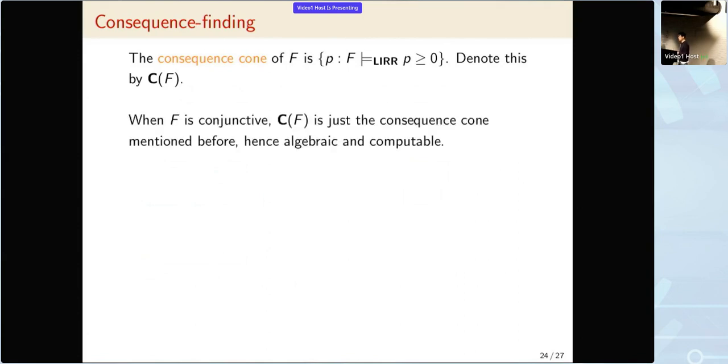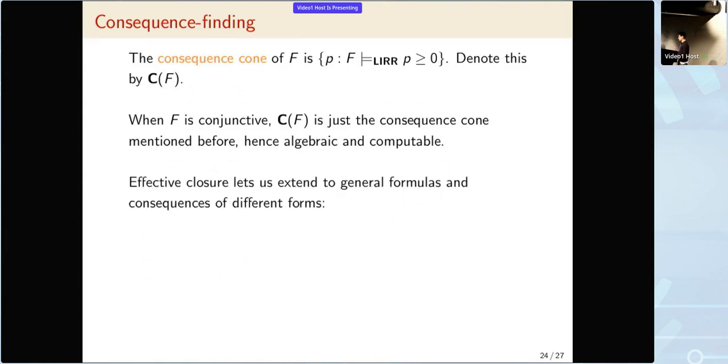When F is conjunctive, this CF is really just the consequence cone that I mentioned before. And by effective satisfiability, we already know that it is algebraic and computable. Effective closure lets us extend these to general formulas and to compute consequences of different forms. For example, CF intersect QY gives us the set of all consequences of F, where we existentially quantify out variables that are not in Y.